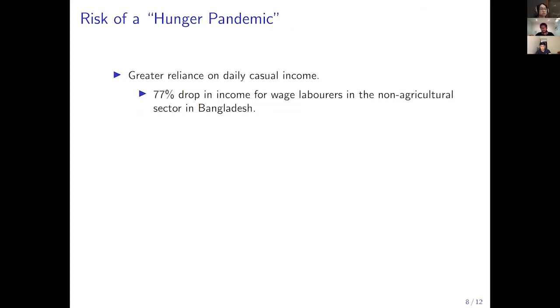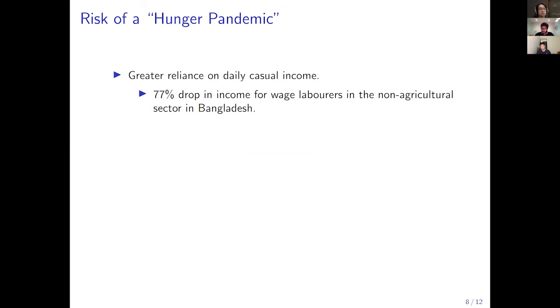But probably the most important argument against a strict lockdown in developing countries is the risk of what's known as a hunger pandemic. And I'm going to use data from Bangladesh to highlight these points, just because it's the country I know the best and the country where I have access to the data. But the points I'm going to make in this slide, I think, are broadly applicable across the developing world. So what is this hunger pandemic? Let's suppose we put in place strict social distancing and strict lockdowns, which some developing countries have done.